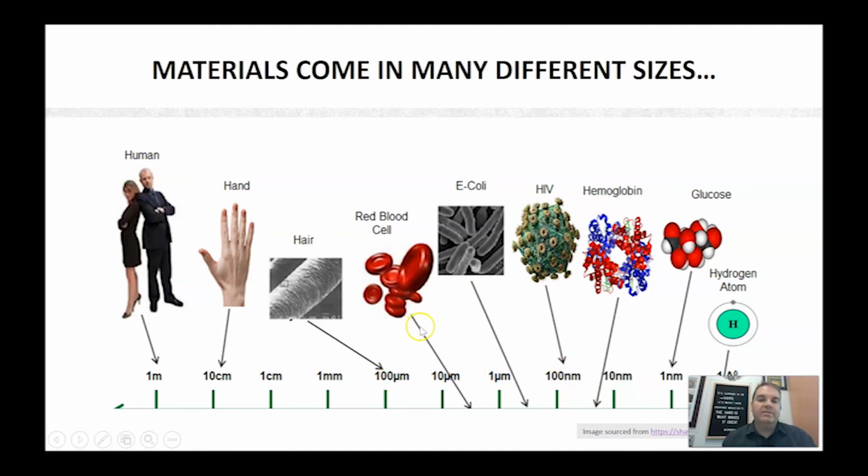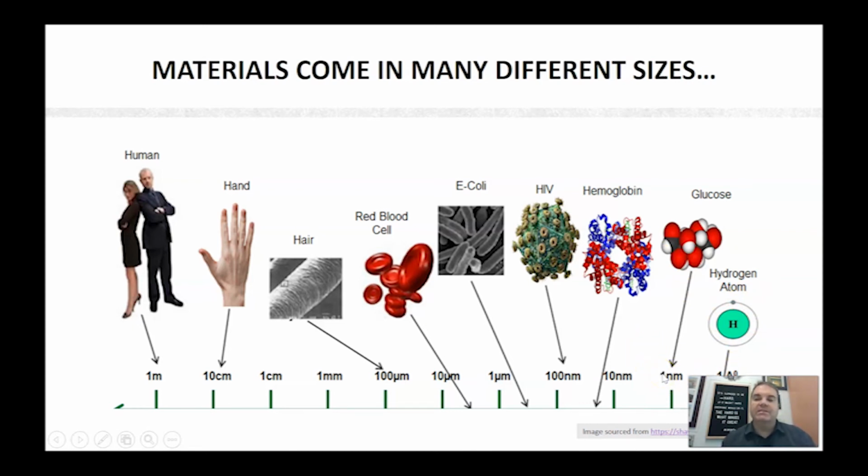So your red blood cells are sitting in here at about, I think it's about 7 micrometers, something like that. You've then got bacteria like E. coli. You've then got viruses here, which sit at about the 100 nanometer mark. You've then got hemoglobin, which is inside your blood. Then you go down to molecules like glucose, and then an individual atom, which is what's called 1 angstrom. So a nanometer here is 10 to the minus 9 meters. So we're getting very, very small.